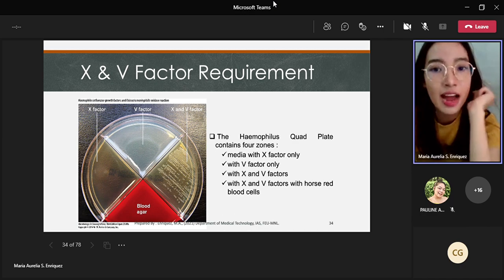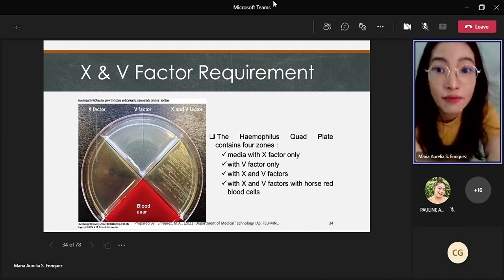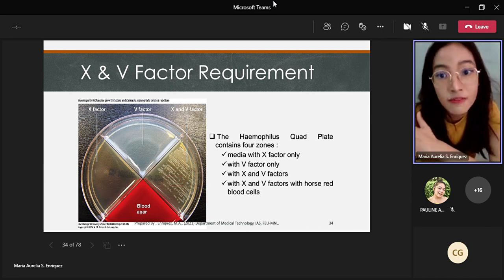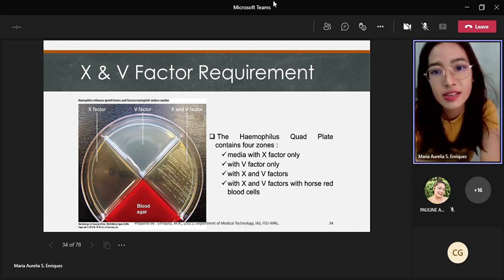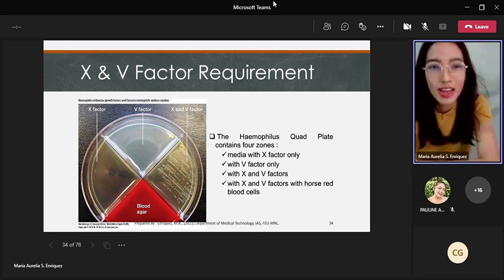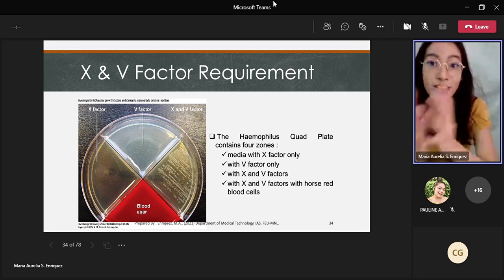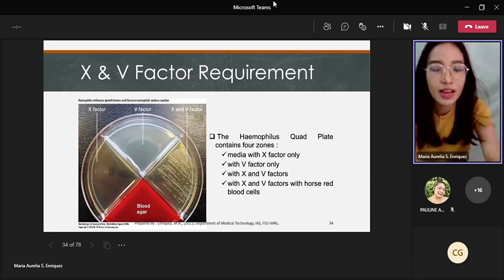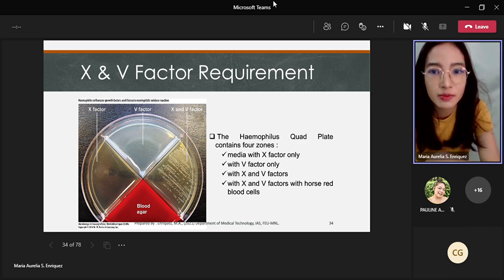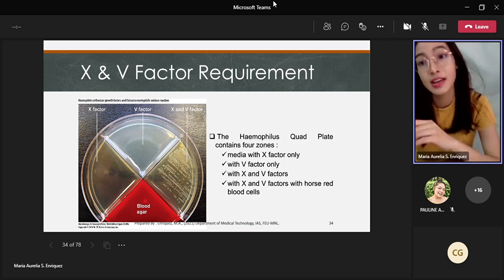So there is an agar base infused only with the X factor. Meron naman pong agar base that is infused only with the V factor, and there is a quadrant kung saan both X and V factor nandun. Plus, there is also a quadrant that contains horse RBCs. Okay, so on this quadrant, the organism's ability to produce hemolysis is observed.